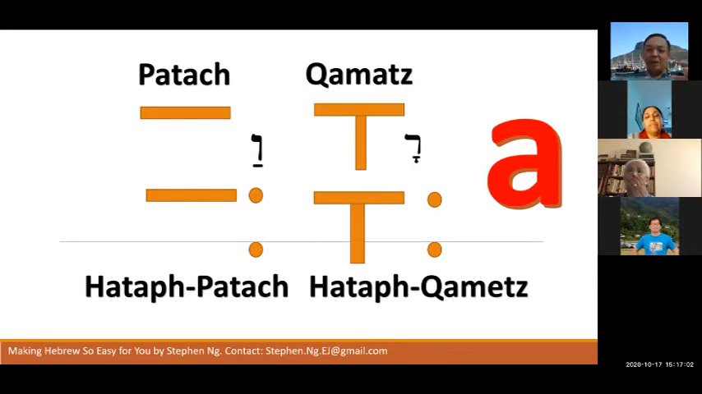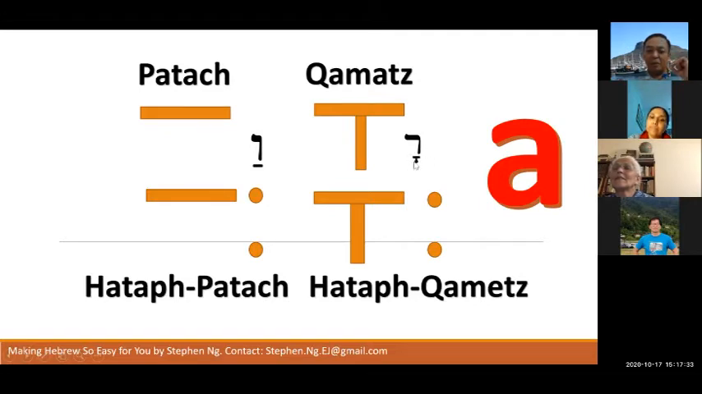Then what is this consonant here? Resh. Resh with the kamats. How do you pronounce it? Ra. That's a longer A vowel. We stretch it a bit longer. But in real life, we don't really stretch it that much. The distinction between the patah and the kamats is very minimal.